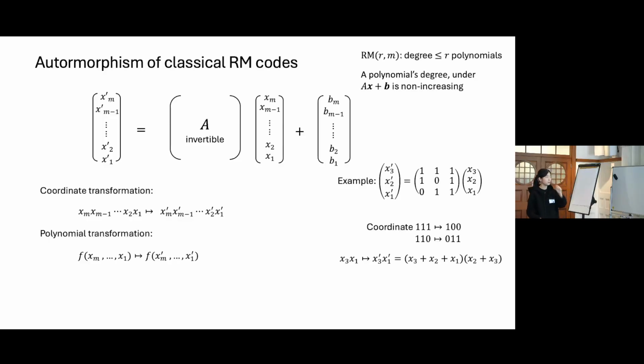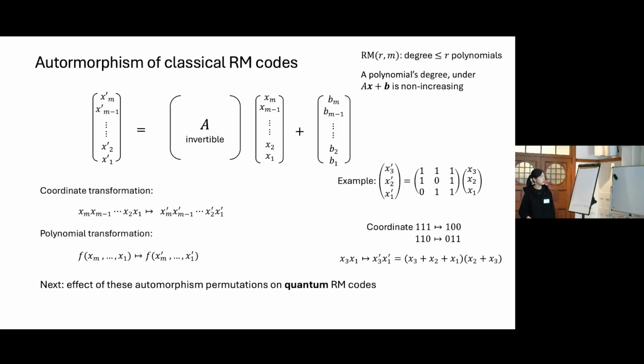So why is this an automorphism of the classical RM code, where again, RM code of order R is degree less than or equal to R polynomials? This is because this AX plus B transformation here does not increase the polynomial's degree. So something you can check very easily. So this preserves all the code words. And it is also invertible because I require A here to be invertible. So it's actually an automorphism permutation.